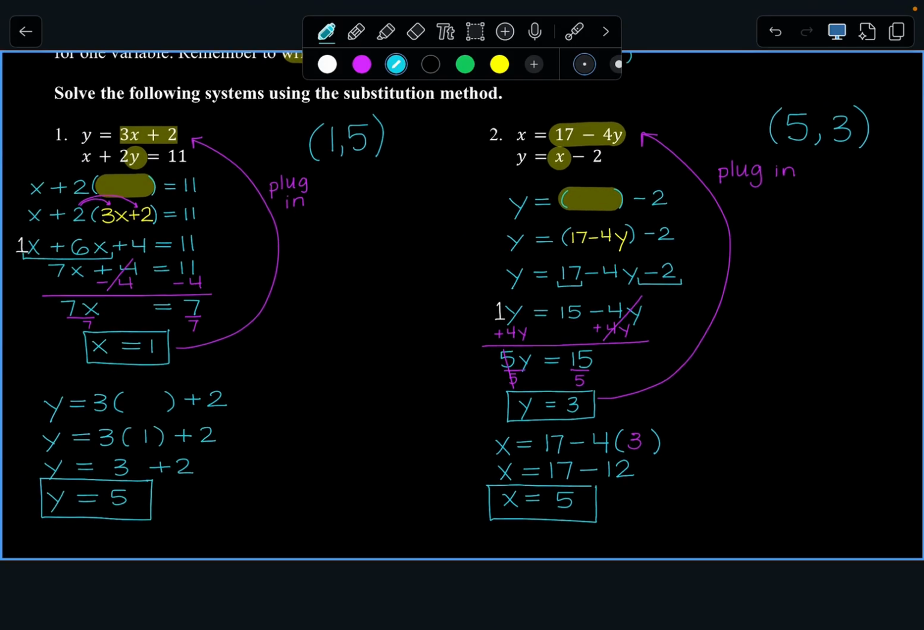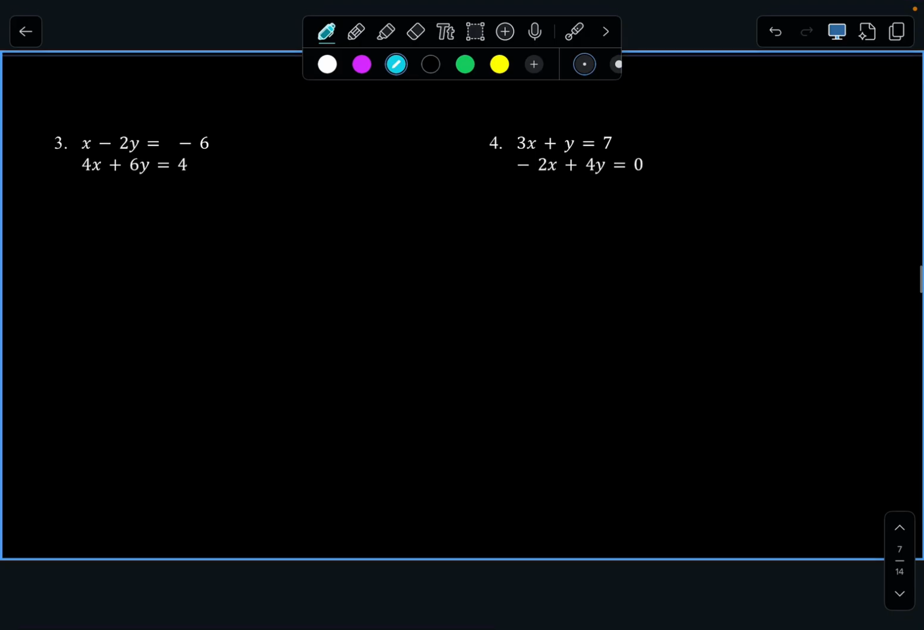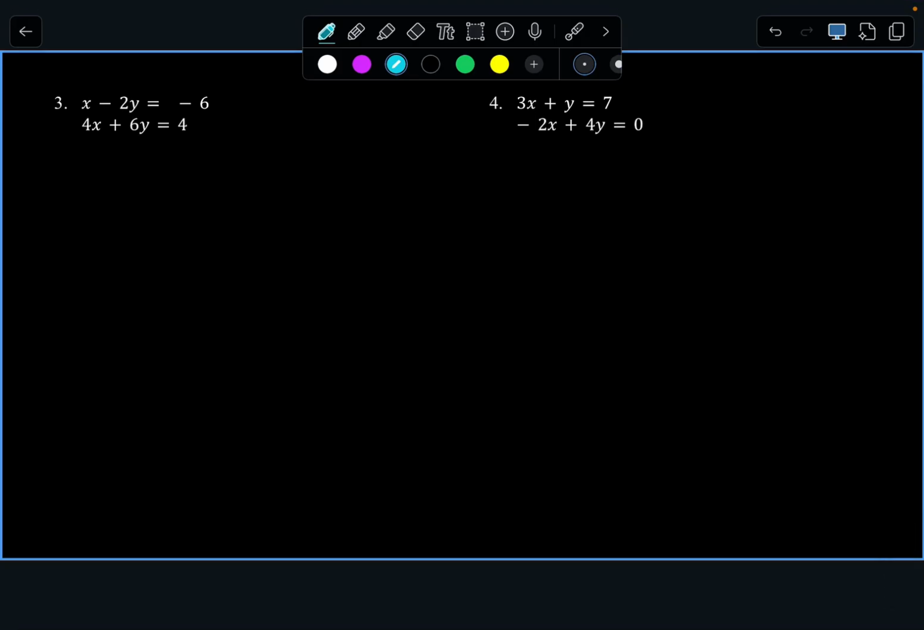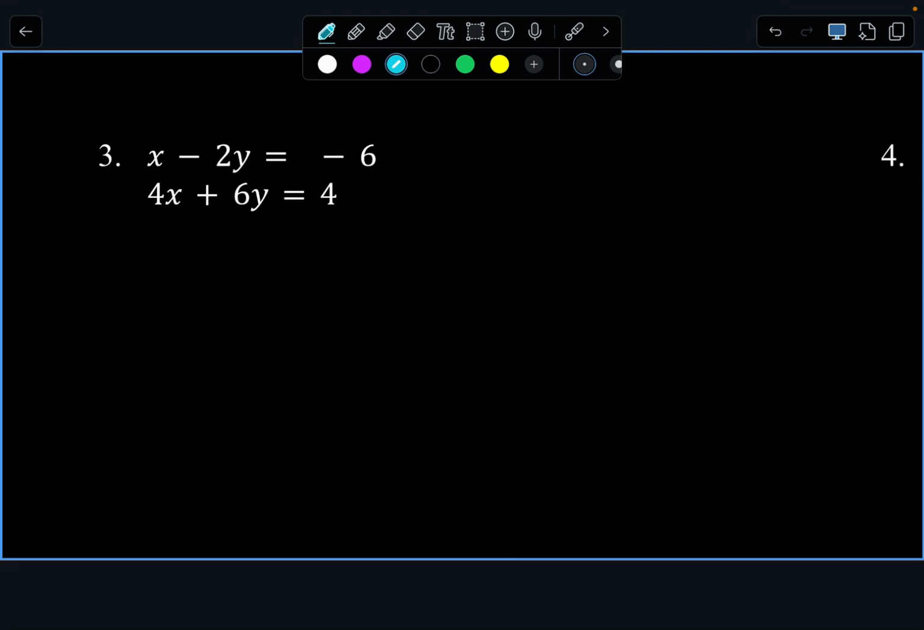It's a lot of steps, but it's taking everything we learned in the first chapter and some things from the second to be able to solve these. Now, what if we don't have a letter already on its own? We have to rewrite. My suggestion is to get the letter by itself that doesn't have a number in front. So here, that x doesn't have a number in front of it, so this one would be easier to rearrange.